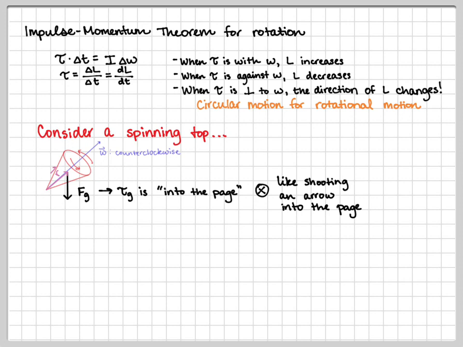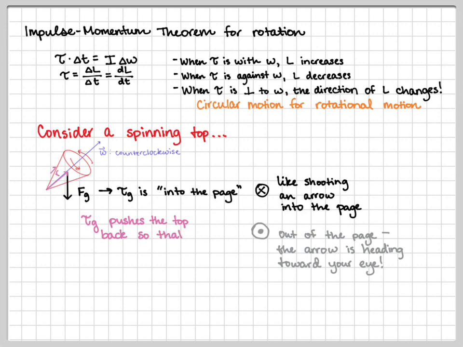Just for your information, to indicate that something is going out of the page, that's going to be a dot, just like a dot, usually with a circle around it, but not always. And you can think about archery, you're shooting an arrow and you see the feathers going away from you, or someone is shooting arrows at you and you see the arrow head coming at you.